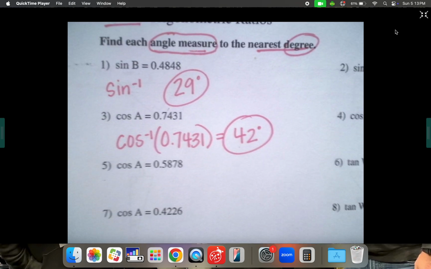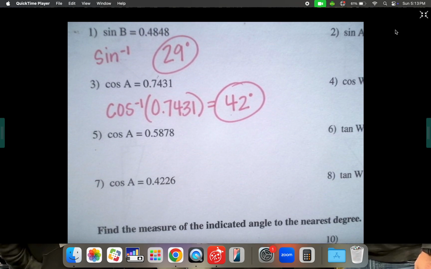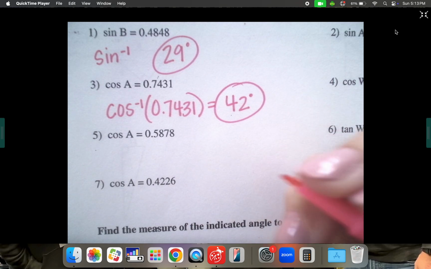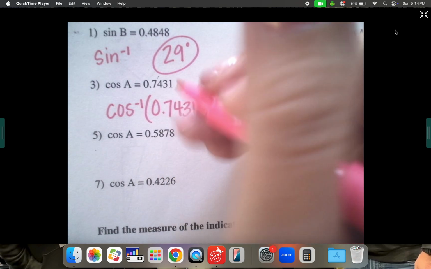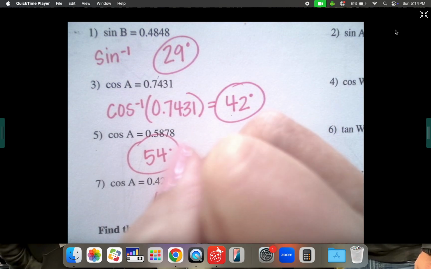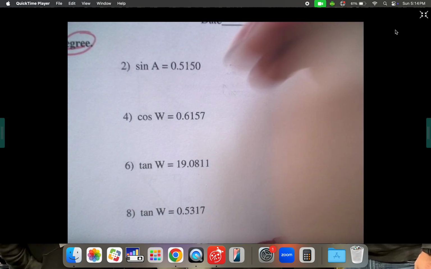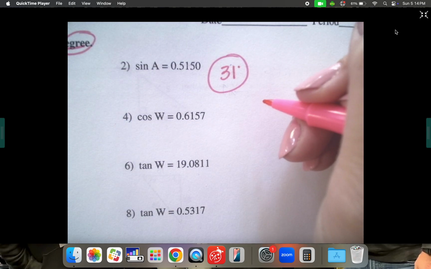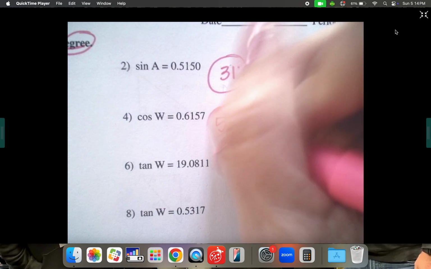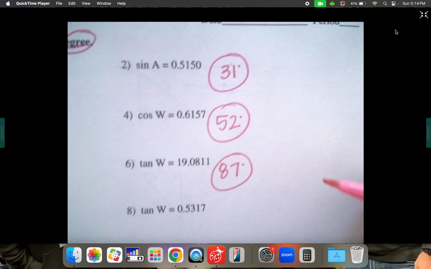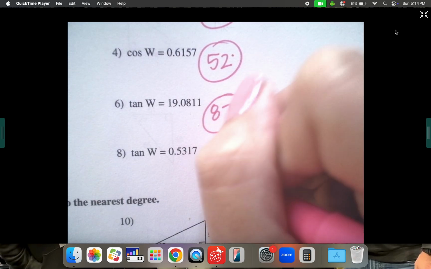Okay, for sake of time, I'm just going to go through what the answers are, and you can check your work. We can always go back and look at them later, or you can ask me if you have questions if you got a different answer than I got. On number 5, I got 54 degrees. On number 7, I got 65 degrees. On number 2, I know I'm going out of order, sorry about that, I got 31 degrees. Number 4 was 52 degrees. Number 6 was 87, go Travis Kelsey. And then number 8 was 28 degrees.